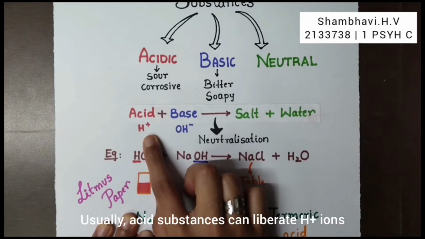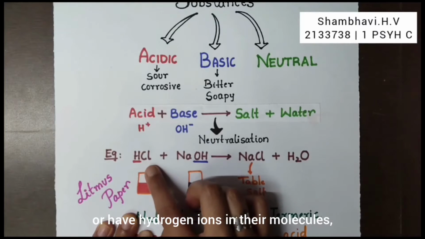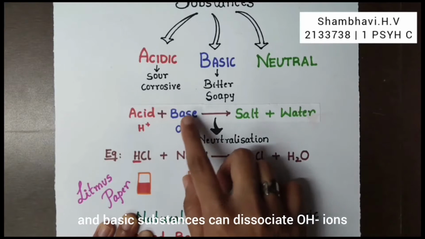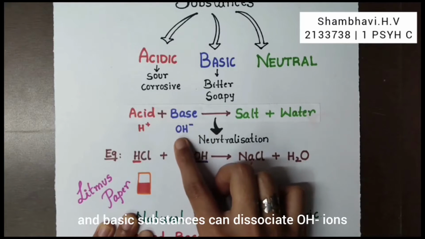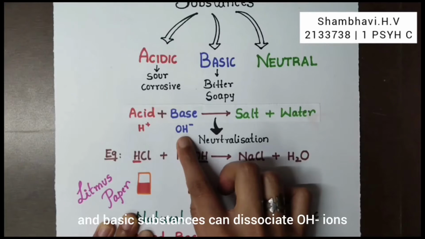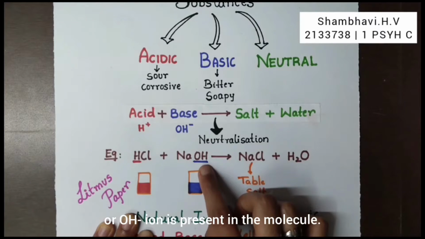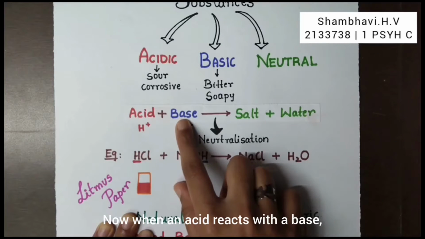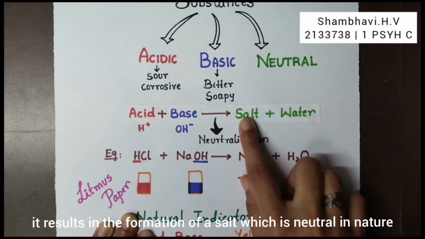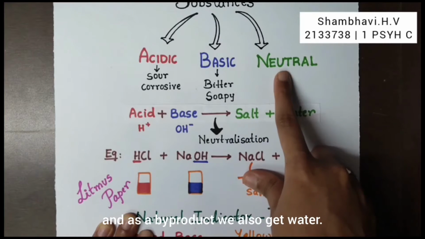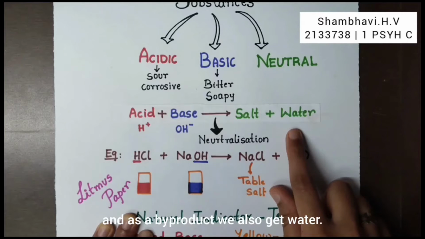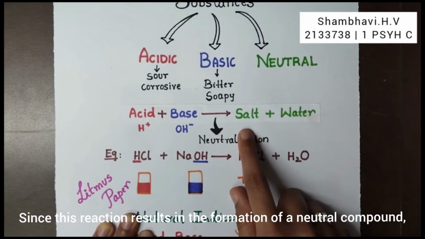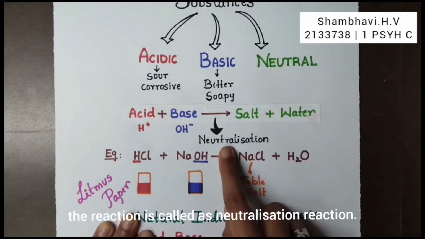Usually, acidic substances can liberate H plus ions or have hydrogen ions in their molecules. And basic substances can dissociate OH minus ions, or an OH minus ion is present in the molecule. Now, when an acid reacts with a base, it results in the formation of a salt which is neutral in nature, and as a byproduct, we also get water. Since this reaction results in the formation of a neutral compound, the reaction is called a neutralization reaction.